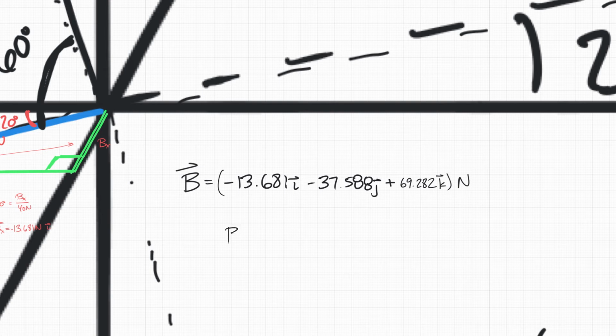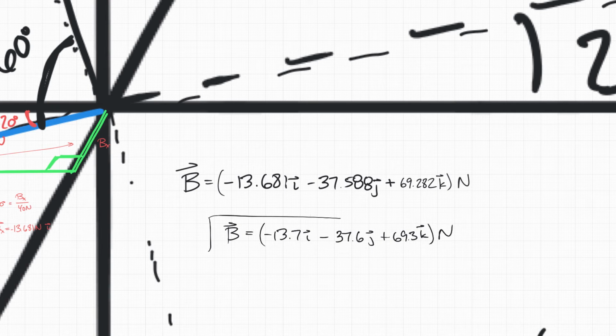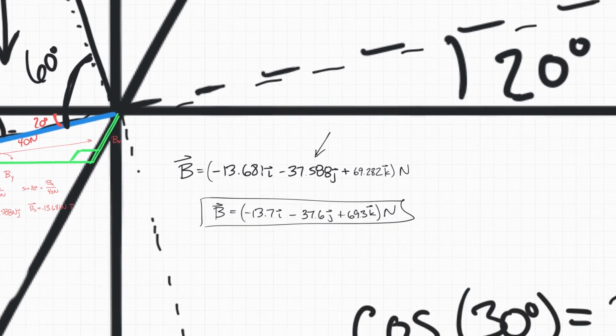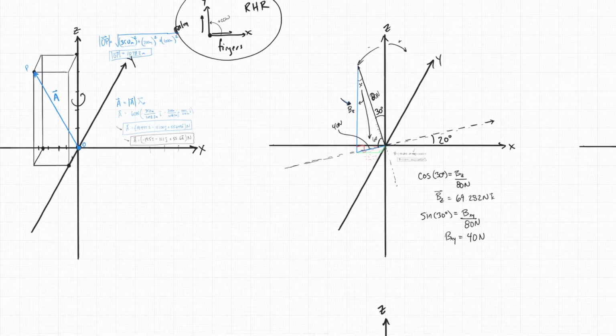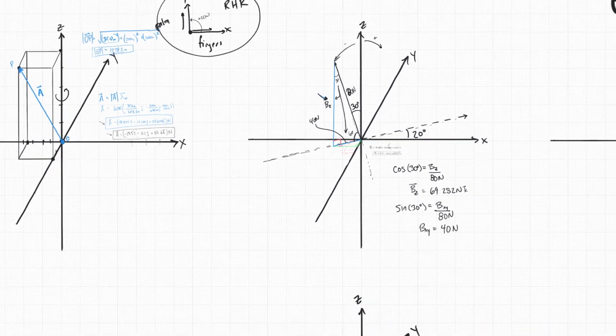The part where we're going to report it is going to look like this: negative 13.7 i minus 37.6 j plus 69.3 k, and then we'll put a little newtons on there. So this is the one that we report, and the other is the one we're going to work with, that way we don't have any rounding errors. All right, cool. That one is pretty small by comparison to that one, but anyway.